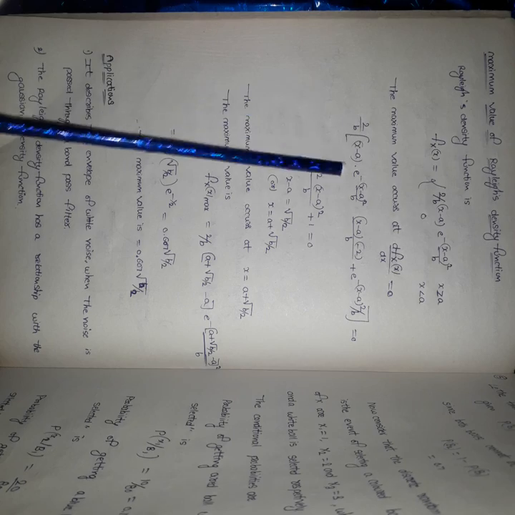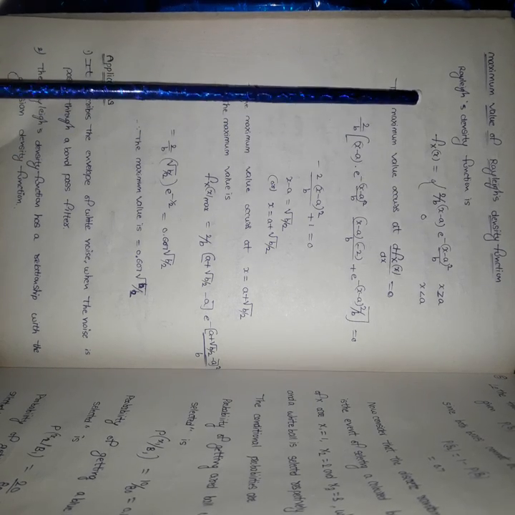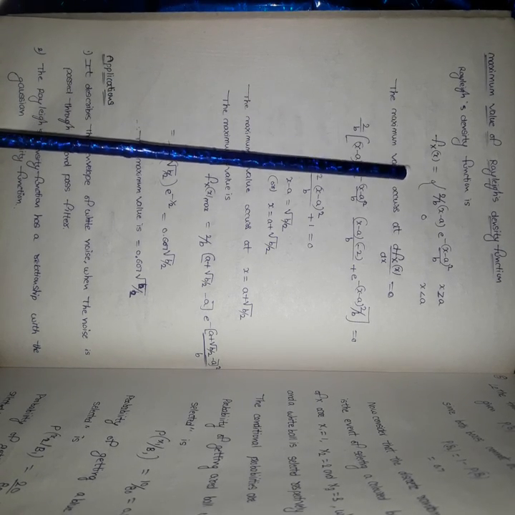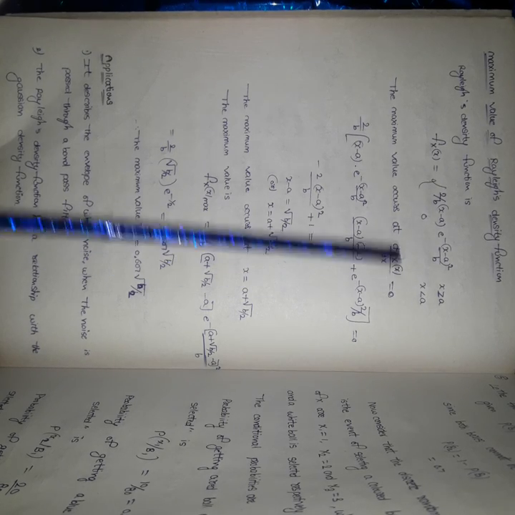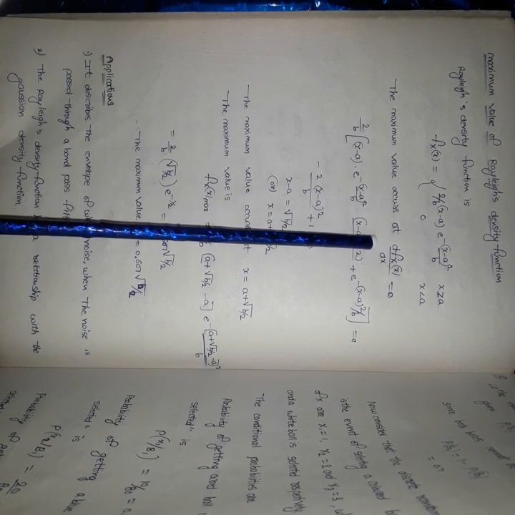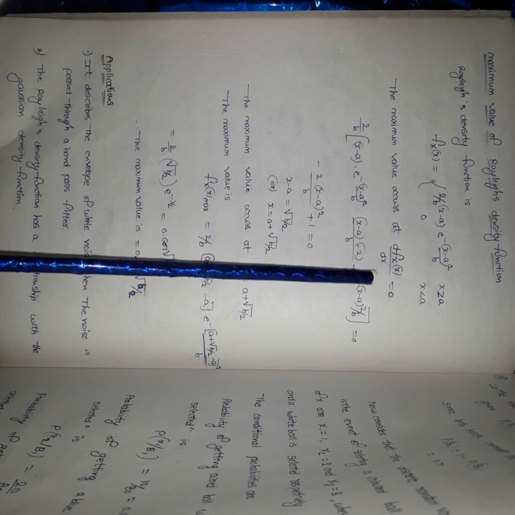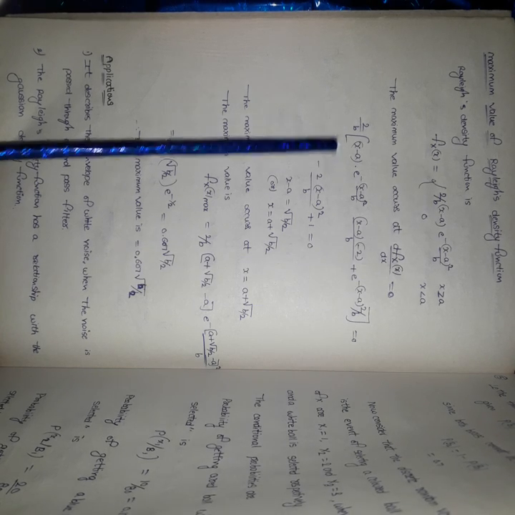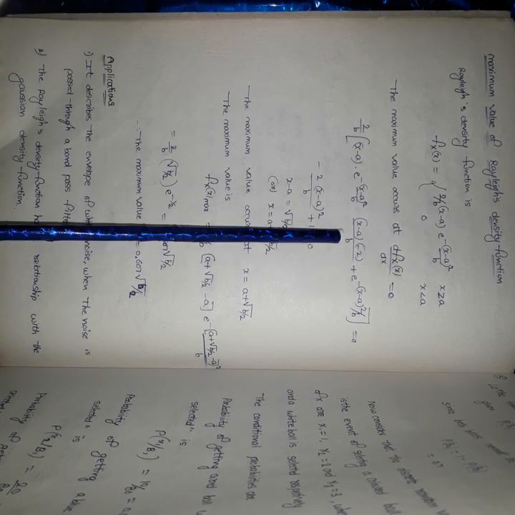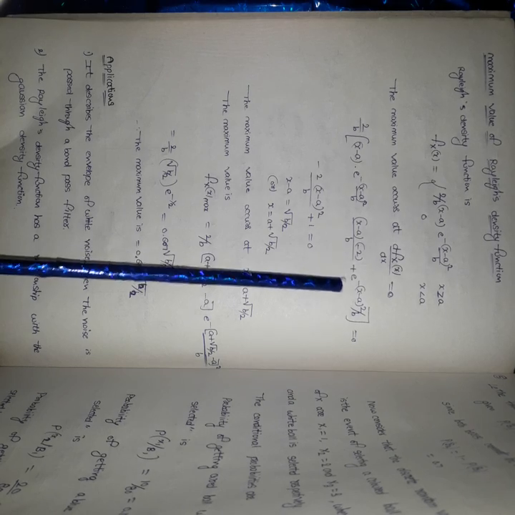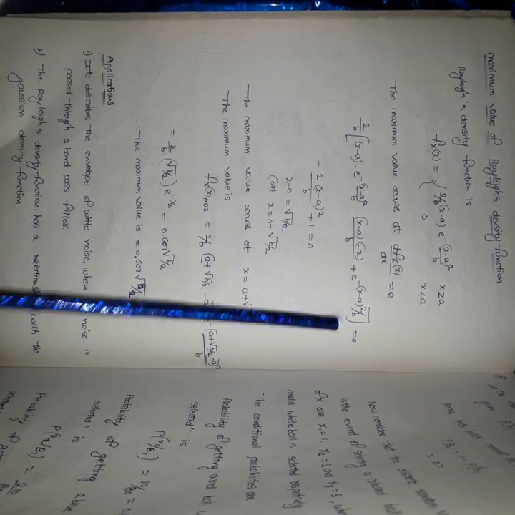Now, the maximum value of the Rayleigh density function. The Rayleigh density function is f_X(x) = (2/b)(x − a) e^(−(x − a)²/b) for x greater than or equal to a, and 0 for x less than a. The maximum value occurs where d/dx of f_X(x) is equal to 0. That gives (2/b)(x − a) e^(−(x − a)²/b) times (−2(x − a)/b) plus (2/b) e^(−(x − a)²/b) equal to 0.